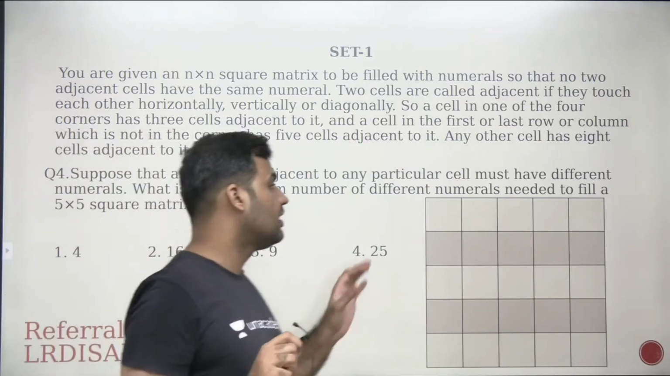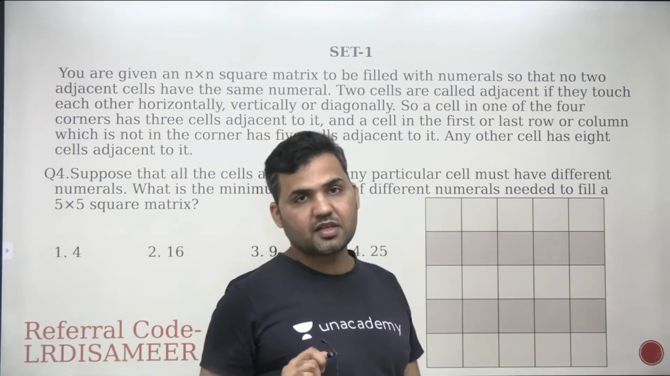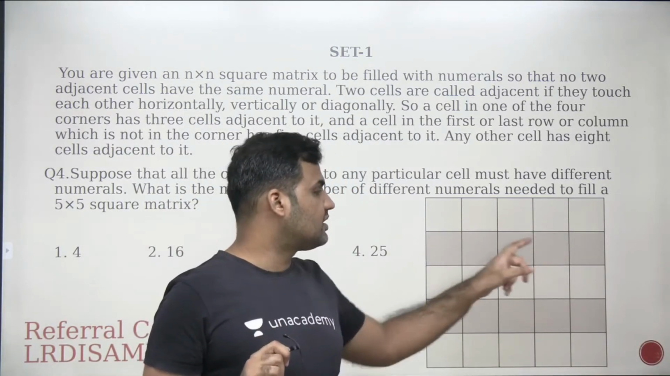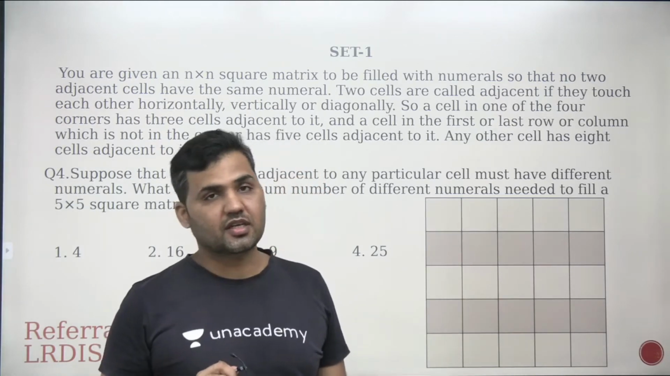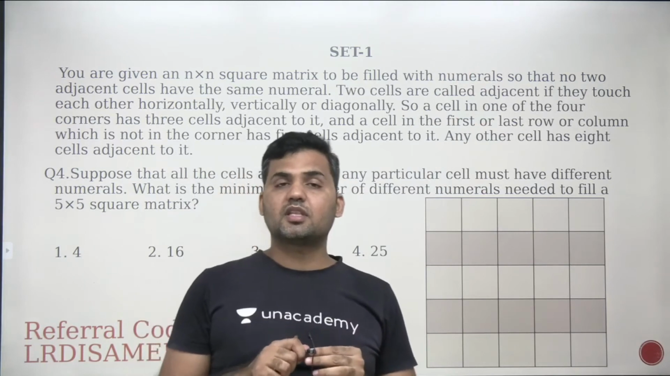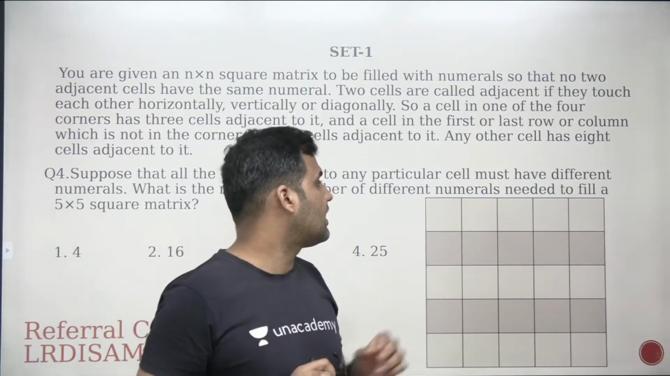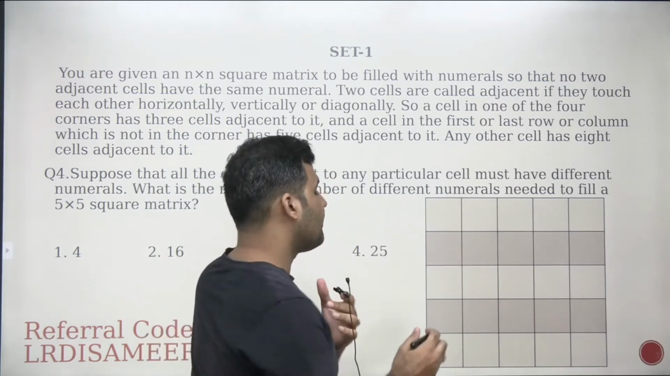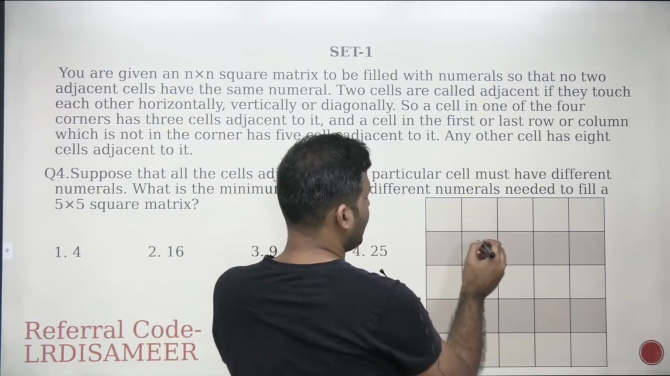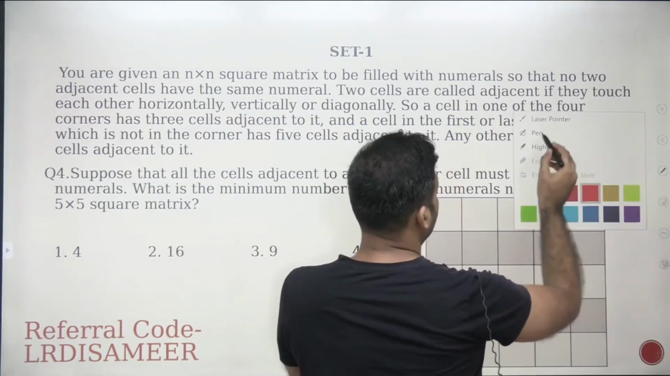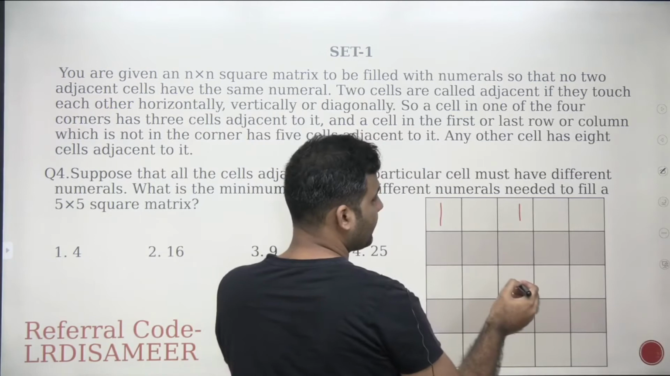The meaning of the question is that you have to fill a 5 into 5 square matrix, but the new condition mentioned here is that the adjacent cells should not have the same number. What is the meaning of it? What was the previous condition? The previous condition was that no adjacent cell of any cell should have the same number, right? For example, if I was using 1 here, right?